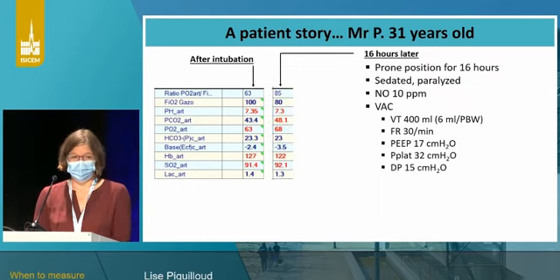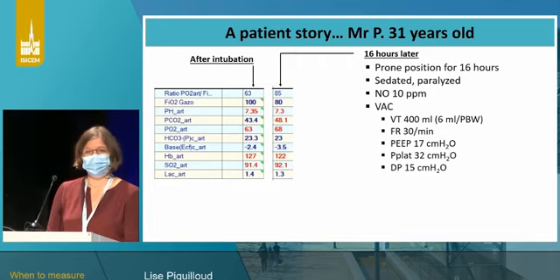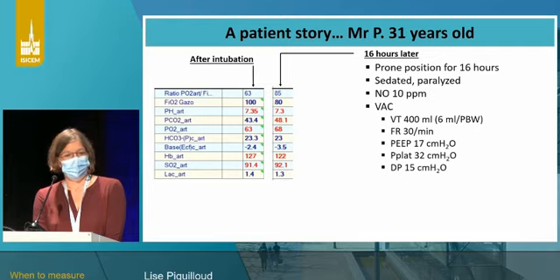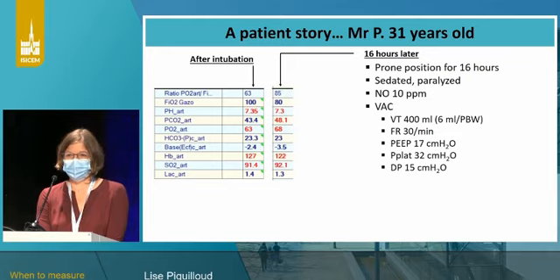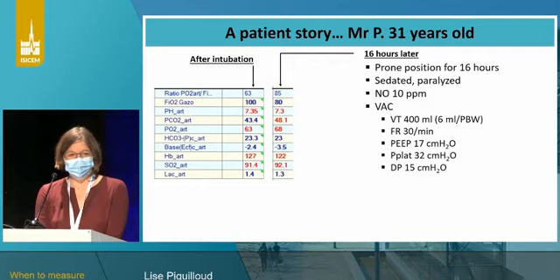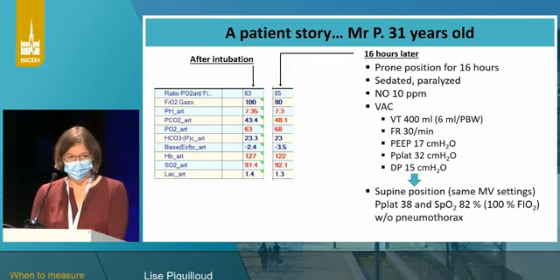He is prone because of severe hypoxemia, and this is the blood gas analysis 16 hours later, still in prone position. He is sedated, paralyzed, has already inhaled nitric oxide, and is ventilated with volume assist control, 6 milliliters per kilo predicted body weight, 30 per minute, 17 of PEEP. Plateau pressure is 32, and driving pressure is 15. At this point, we decided to put him supine again because of problems with the tube, basically.